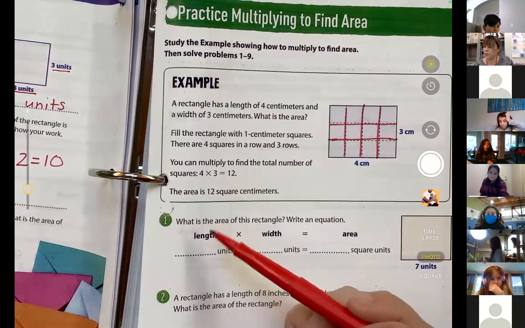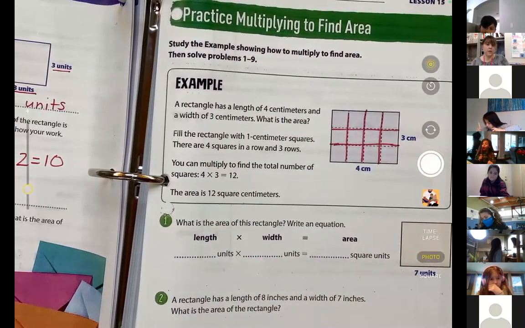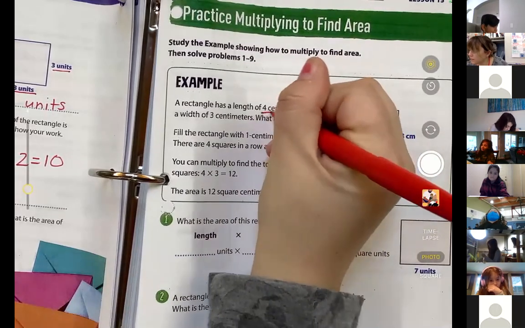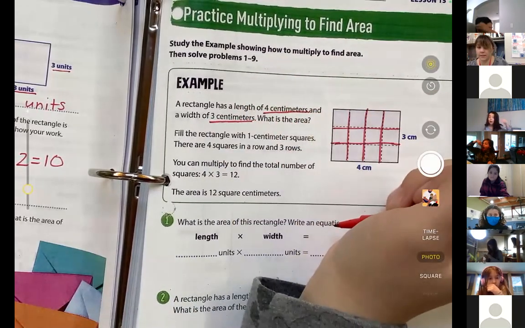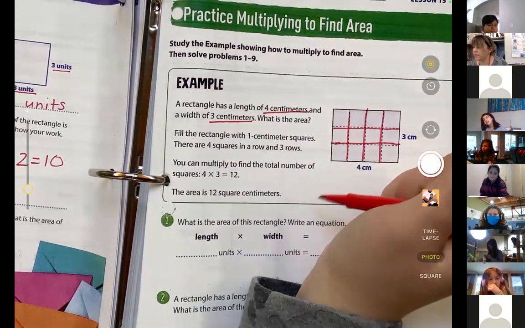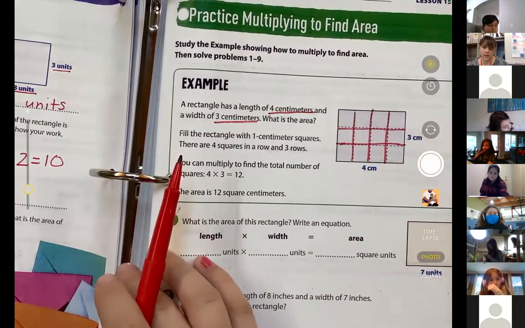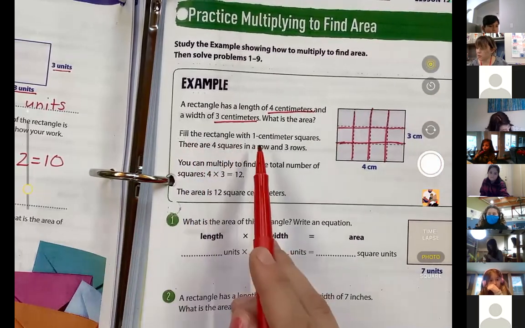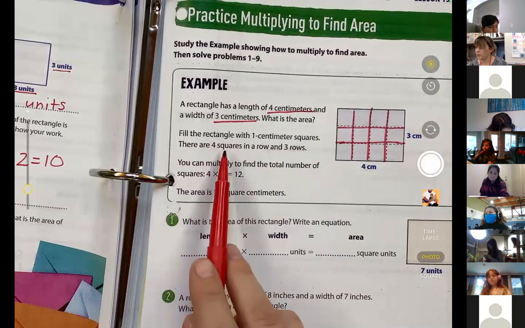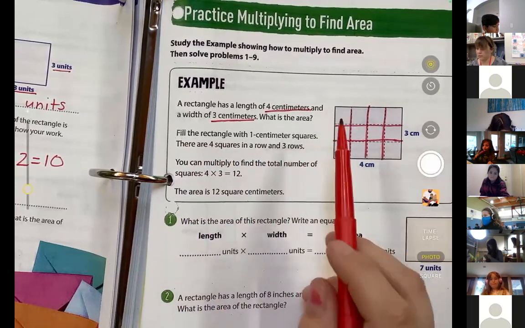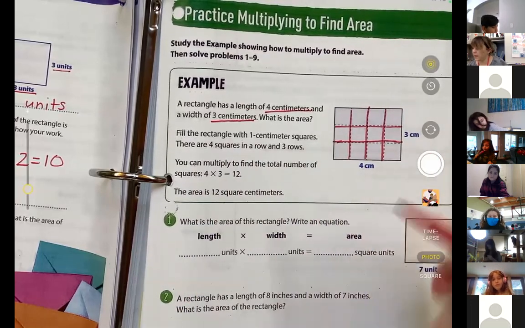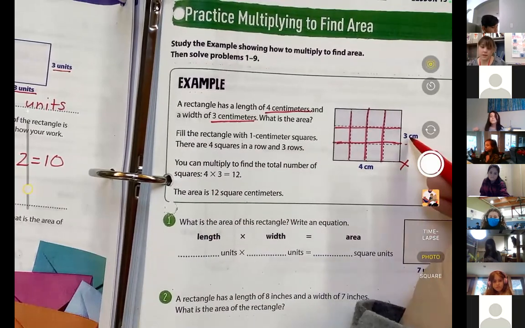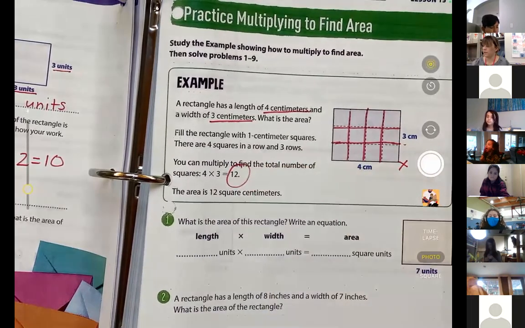So I'm going to go through this example and then I'm going to call in friends to do these 3. So the example says a rectangle has a length of 4 centimeters and a width of 3 centimeters. What is the area? Okay, so if we're focusing on multiplying to find area, there's 2 ways we can do it still. It says fill the rectangle with 1 centimeter squares. There are 4 squares in a row and 3 rows, right? 1, 2, 3, 4. 1, 2, 3. Then you can multiply. 4 times 3 equals 12.